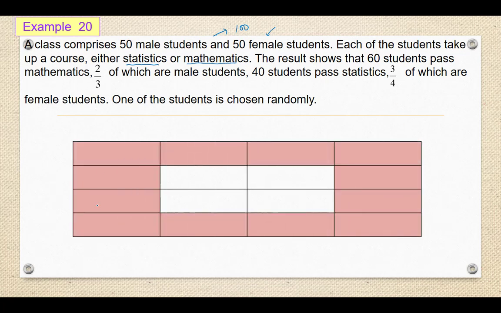Now we are going to put the first category. The first category will be male and female. Male, cikgu notes as the letter M. Female, cikgu notes as the letter F. Next, we look at the second category, the course, statistics or mathematics. Statistics, cikgu uses the letter S. Mathematics cannot be M because M is already used, so we use math. Then we add one column and one row to get the total.